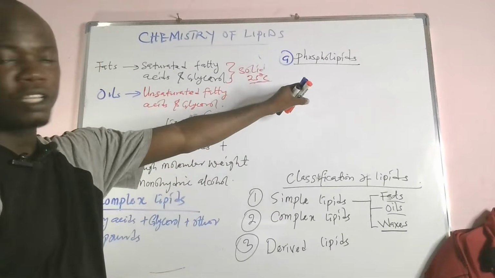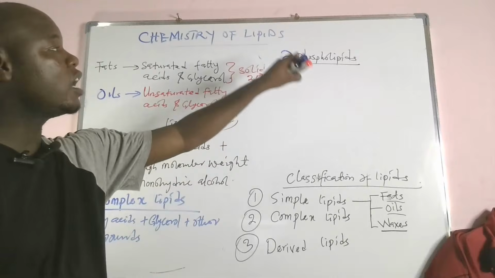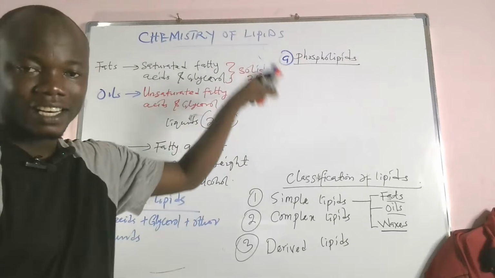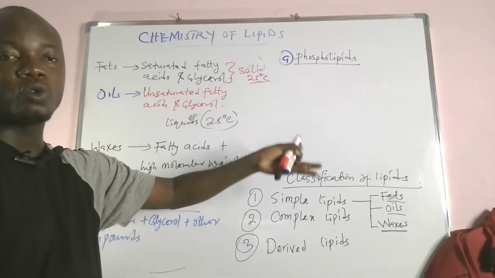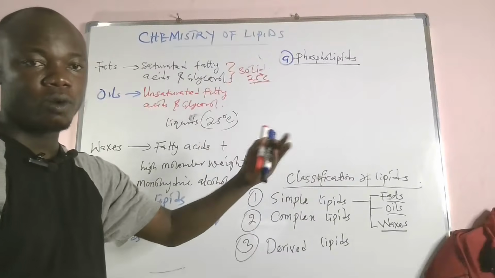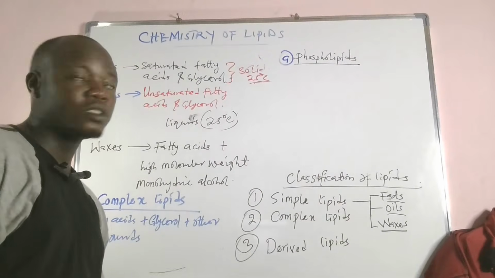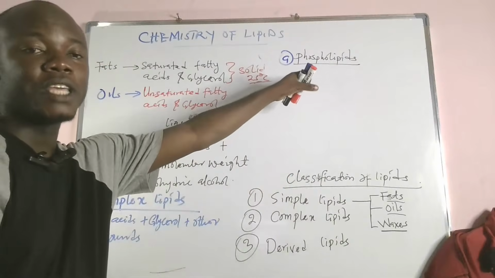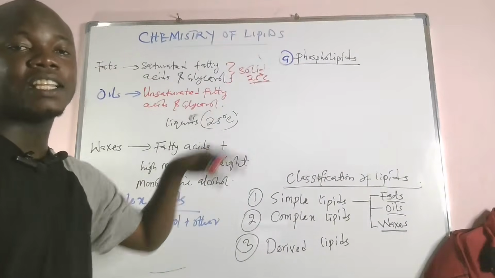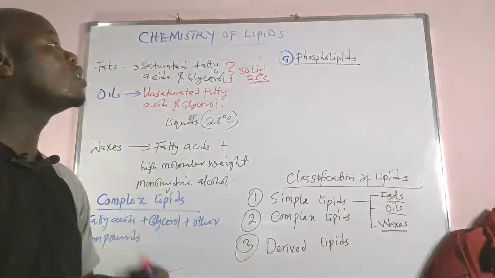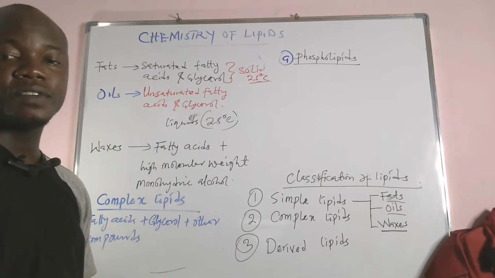So who can tell me, in phospholipids, apart from fatty acid and glycerol, what other groups are found? What other groups do we have apart from fatty acid and glycerol in the case of phospholipids?